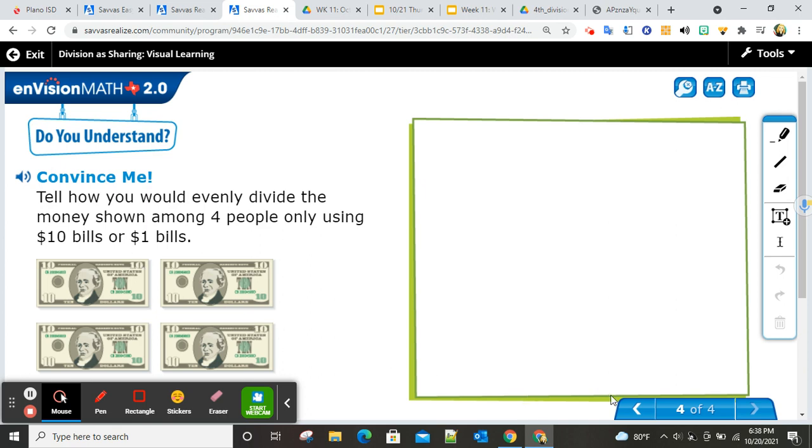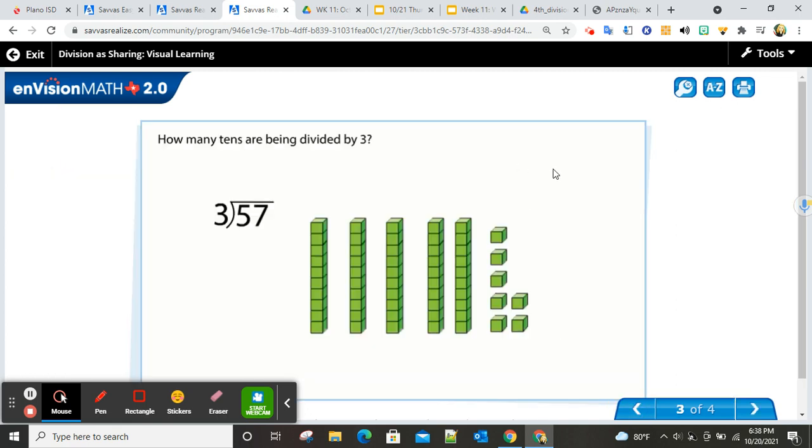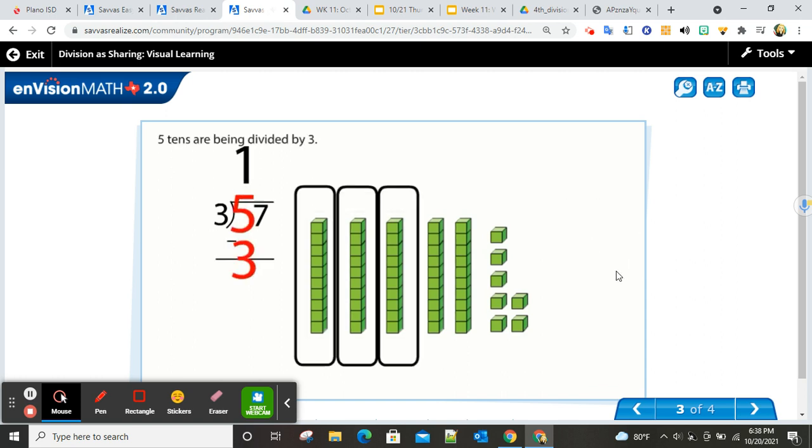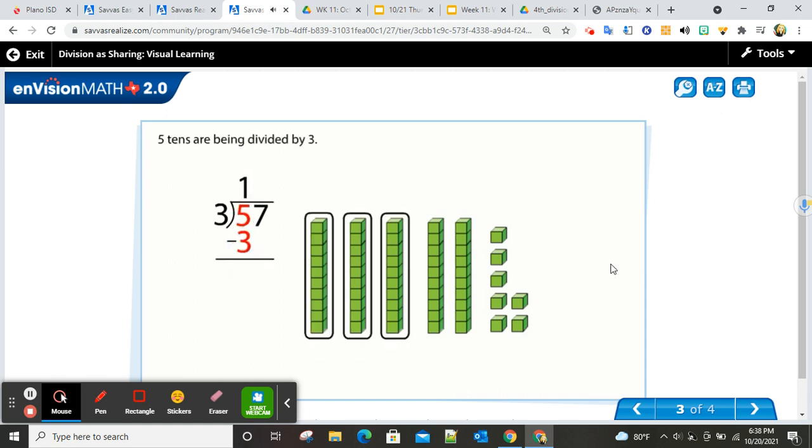Well, I'm going to go back to this slide. Somehow I made a mistake. I didn't get to finish this video. Sorry about that. 5 tens are being divided by 3. Now subtract. How many tens are left? 2 tens are left. After you subtract, 2 tens are left.